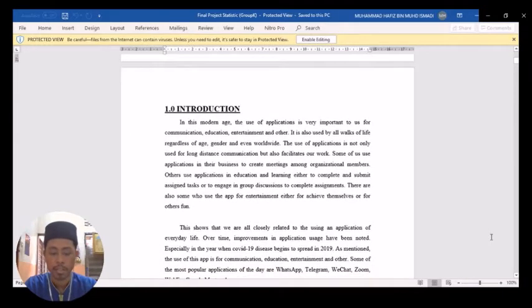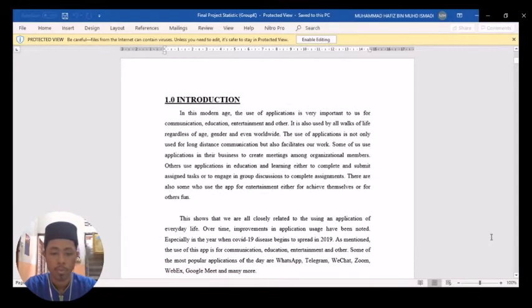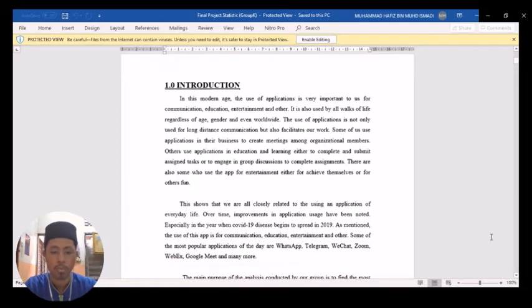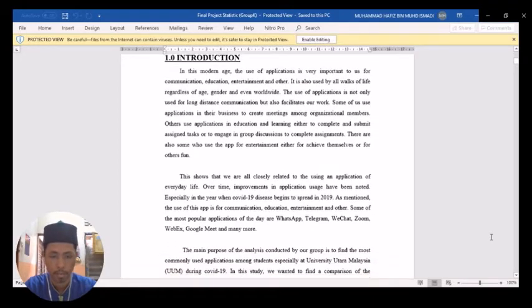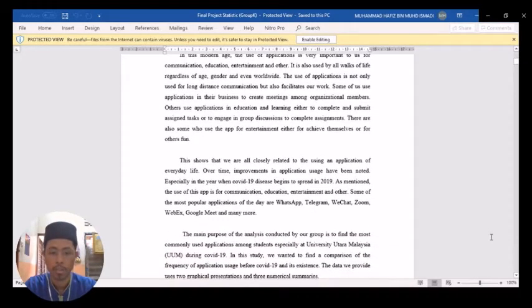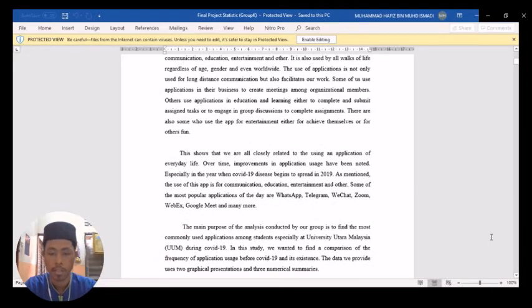Others use applications in education and learning, either to complete and submit assigned tasks or to engage in group discussion to complete assignments. There are also some who use apps for entertainment, either for themselves or for others' fun. This shows that we are all closely related to the use of applications in everyday life.